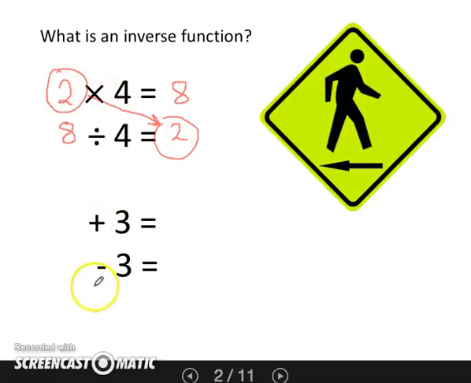Okay, what about adding and subtracting? Suppose we start out with the number 5. We add 3, we get 8. We keep the number 8 and subtract 3. Magic. We get back to where we started, 5.